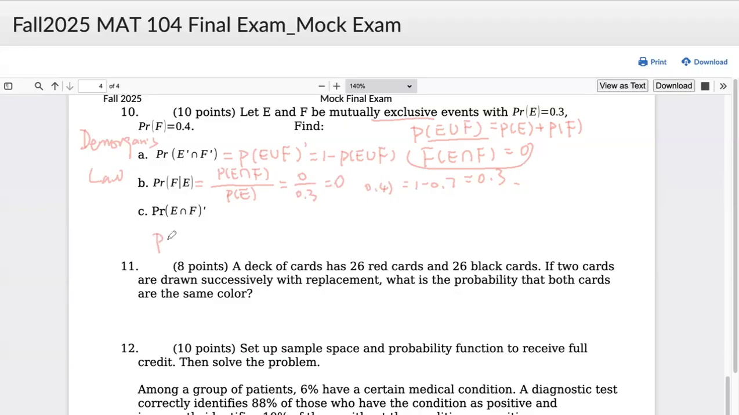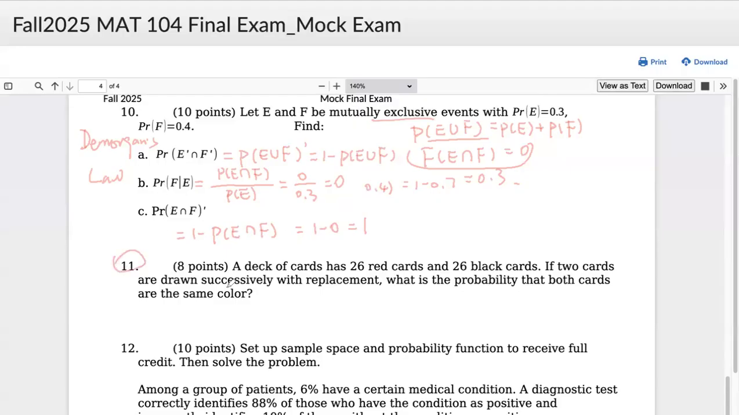C, also we use De Morgan's law. De Morgan's law is the complement of the intersection equals the union of their complements. Oh, actually, we don't need to do this way. We're going to do the easy way. Probability of the complement equals 1 minus the probability of the event, right? Now, what is the probability of E intersect with F? 0. So it equals 1. Okay, so A equals 0.3, B equals 0, C equals 1.